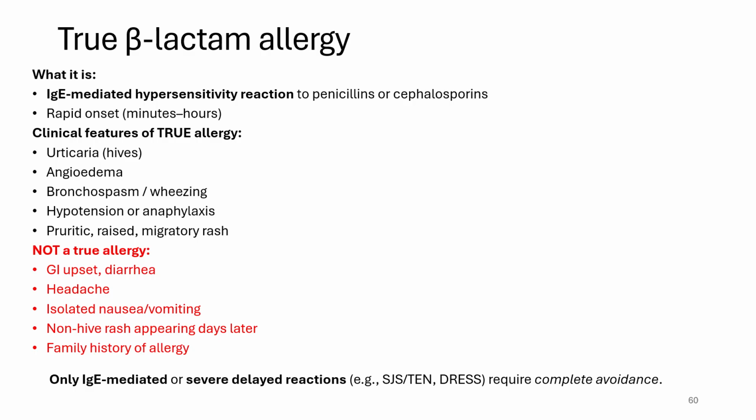So in contrast to this true allergy we just discussed, we have several reactions to beta-lactams that are not true allergies. These include GI upset and diarrhea, headache, isolated nausea or vomiting, and non-hive rashes that appear days later, and then also a family history of an allergy in this class.